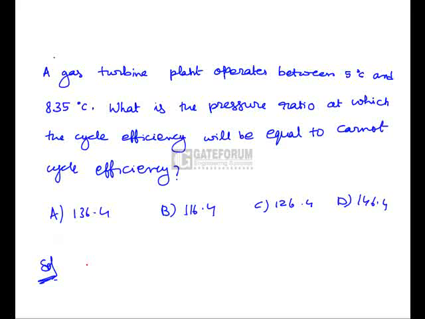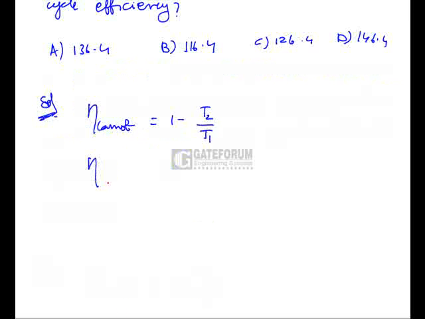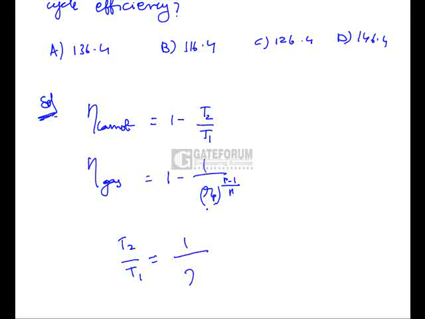Here we know that the Carnot cycle efficiency is given by 1 minus T2 by T1. And generally the gas turbine cycle efficiency is given by 1 minus 1 by Rp power of (gamma minus 1) by gamma, where Rp is the pressure ratio. So we will have to find this pressure ratio at which the cycle efficiency will be equal to the Carnot cycle efficiency. Just equate these two efficiencies. So we get T2 by T1 is equal to 1 by Rp power of (gamma minus 1) by gamma.